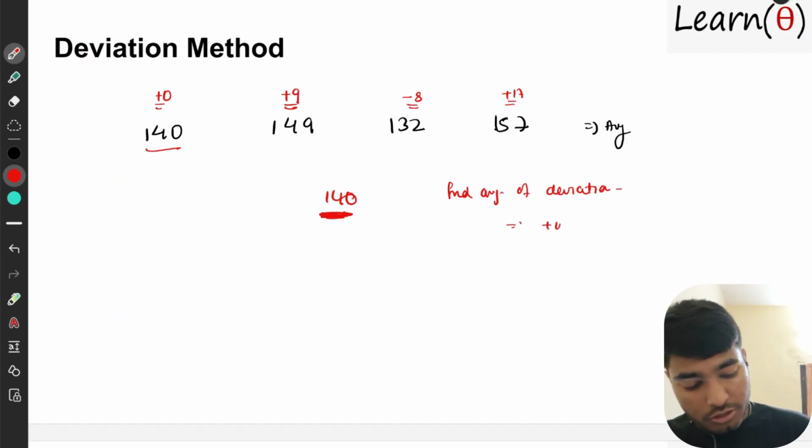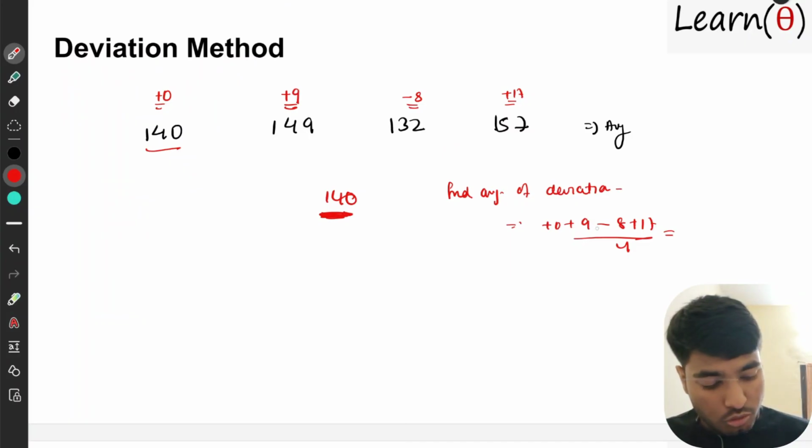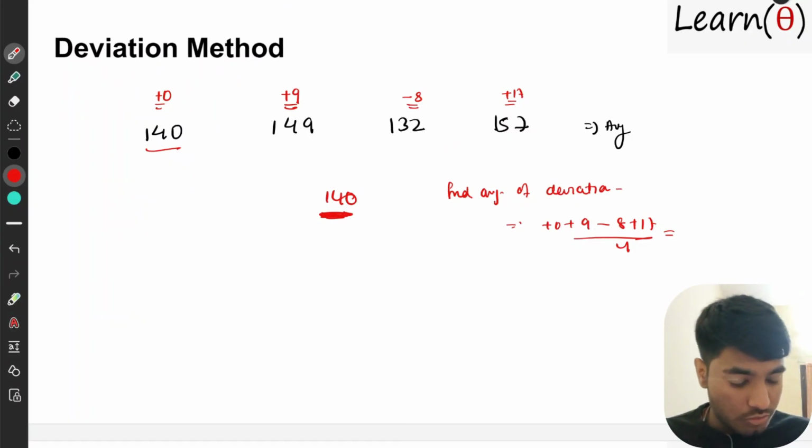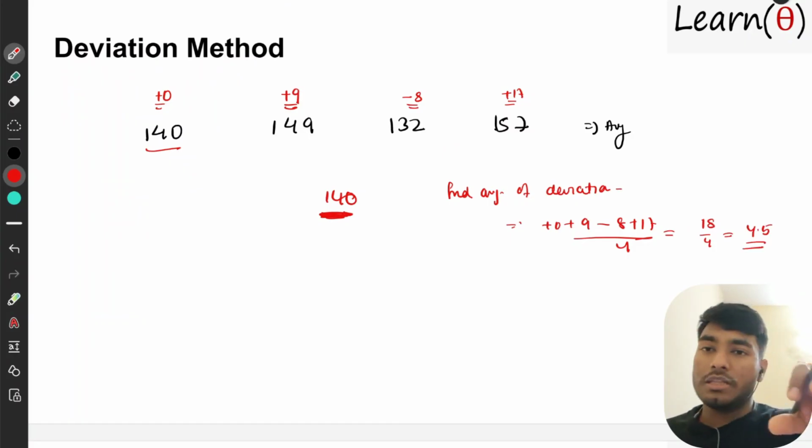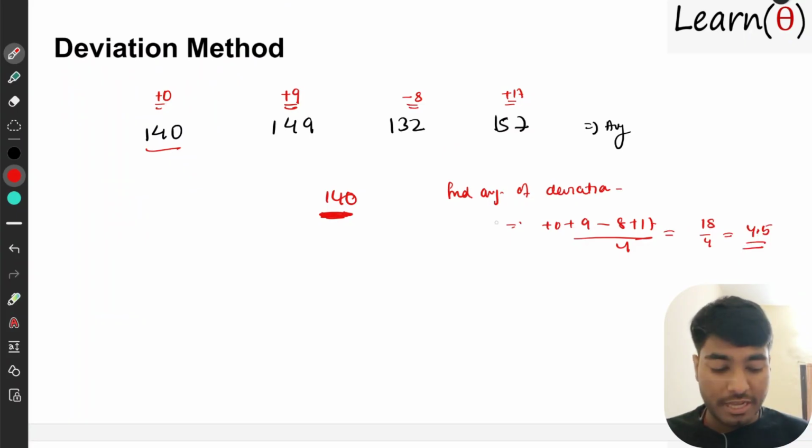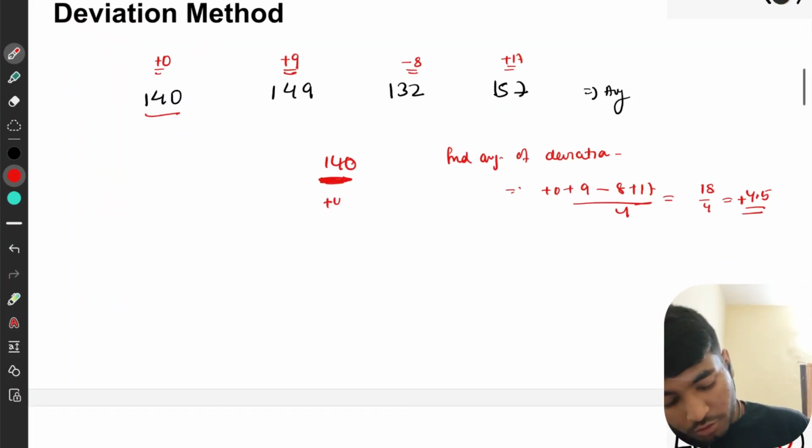What is the average of the deviation? Let us find it. So this is 0 plus 9 minus 8 plus 17, divided by 4, as 4 numbers are given here. So this will be 18 by 4, that is equivalent to 4.5. The mean deviation here, or you can say the average here, is equal to 4.5. And is it plus or minus 4.5? Since I have also put a negative value here, I need to confirm it. So I found that this is plus 4.5. So 140 plus 4.5 is 144.5.